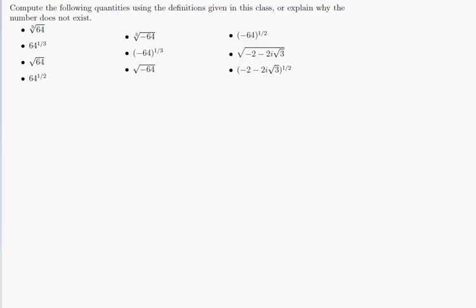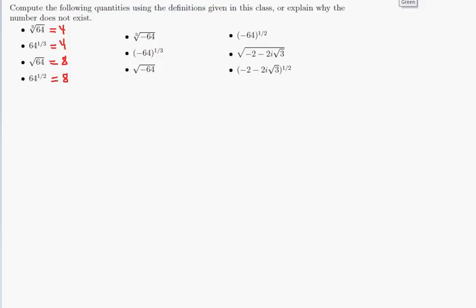So let's go over this review problem, and this is mostly a review of the definition of roots and also raising powers to fractional exponents, which are slightly different in some cases. First off, the easy ones. The cube root of 64 is clearly equal to 4, and 64 to the 1/3 power is equal to 4. The square root of 64 is equal to 8, and 64 to the 1/2 is also equal to 8. So for the case of positive numbers, there's no distinction between these definitions.